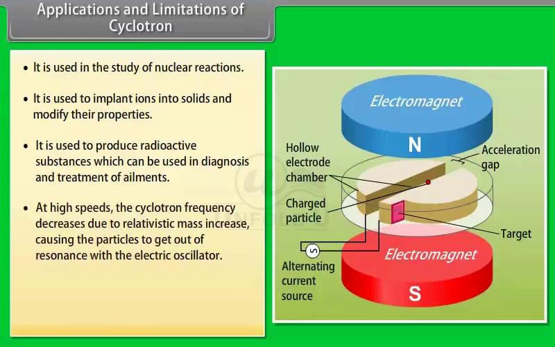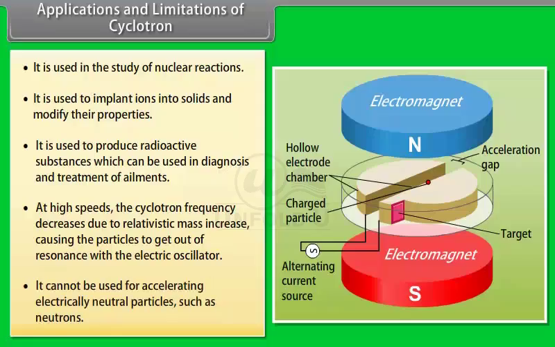At high speeds, the cyclotron frequency decreases due to relativistic mass increase, causing the particles to get out of resonance with the electric oscillator. It cannot be used for accelerating electrically neutral particles.